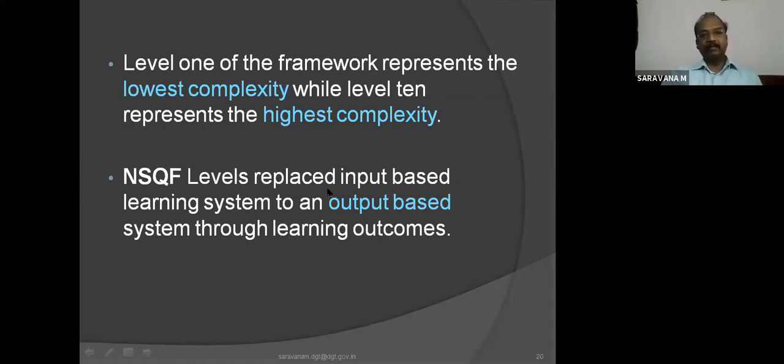So NSQF levels replaced the input-based learning system with an output-based system through learning outcomes. As I told you, 30 years before we had a syllabus. Our CTS courses are called basic level and post-advanced courses. Basic level courses are 1 year and 2 year courses. Advanced courses are 8 months and post-advanced courses are 4 months. That was our training system 30 years before, and the syllabus then was an input-based syllabus.